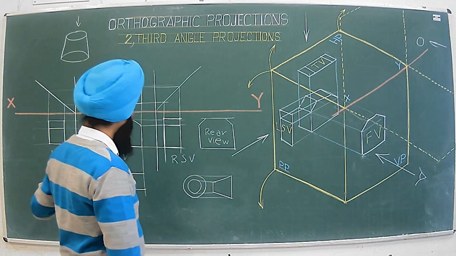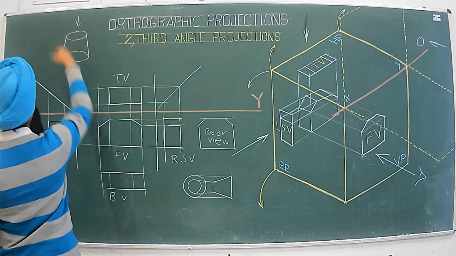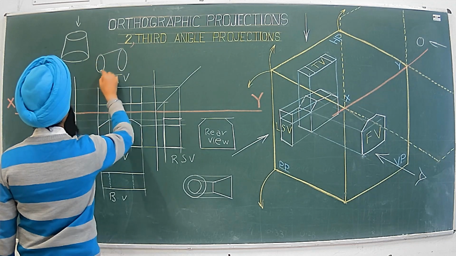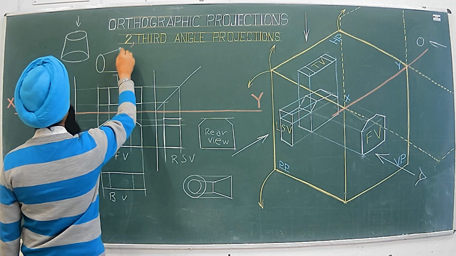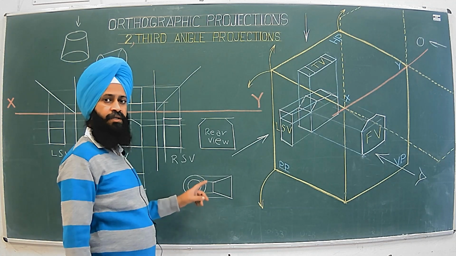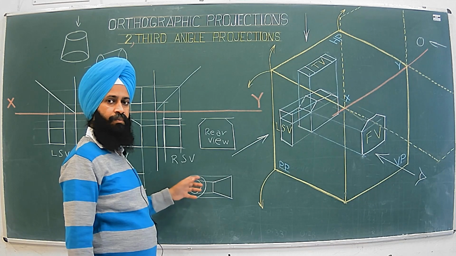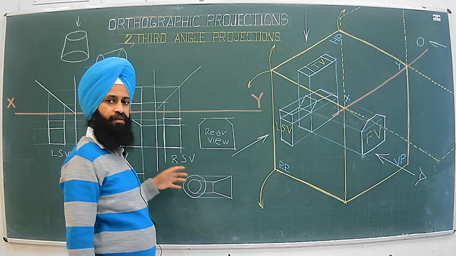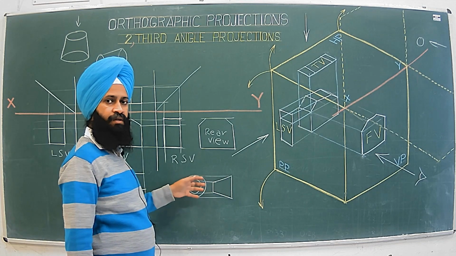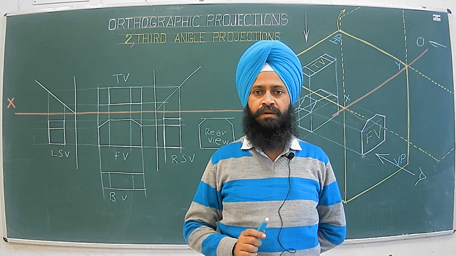If we see the side view or left hand side view, we shift this like this, and we can see both the circles. Both the lines are drawn thick. It means both the base circles are visible from the left hand side, and this is drawn on the left hand side itself, so it is third angle projection. Thank you, students.